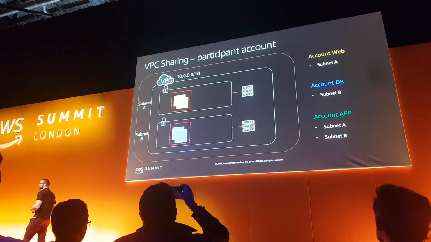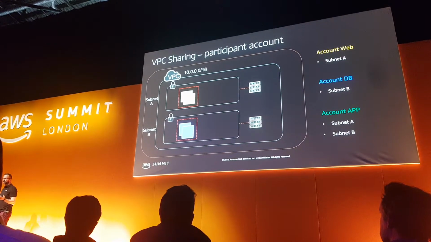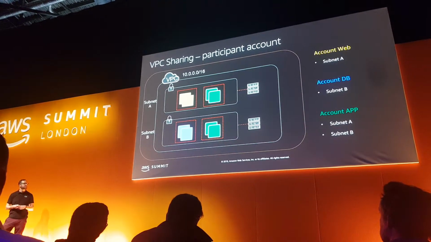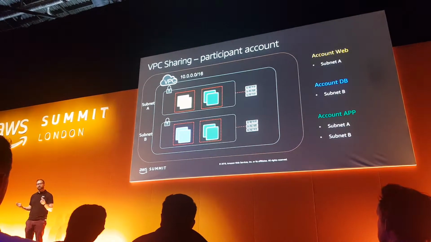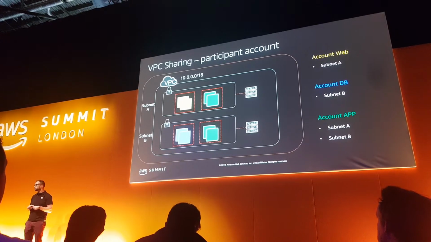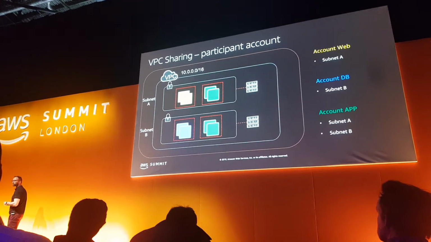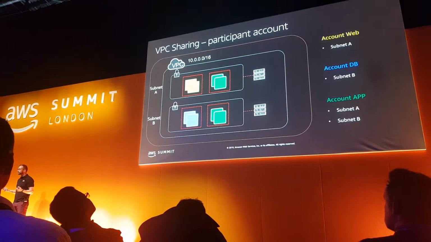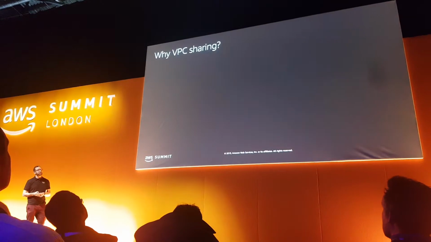So maybe another account is maintaining a database and they're creating an RDS service. They can put it in another subnet, and maybe there's some application teams that are building their applications, deploying them into those subnets. None of those teams can touch each other's resources. They always manage their own resources. But from a networking point of view, if they open up the security groups, they can now communicate with each other. So why would you use VPC sharing?